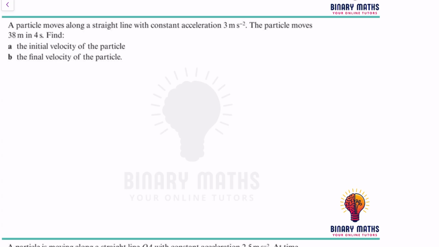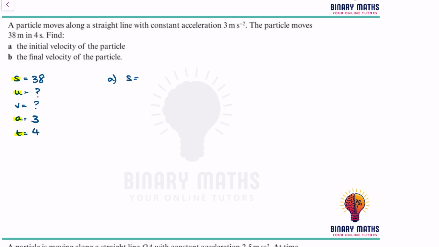Again, it's one journey, so everything will stay the same. So displacement is 38. Initial speed is what we're trying to find out for part A, and also the final speed is what we're trying to find out for part B. Acceleration is 3 and the time is 4. So for part A, we've got S, U, A, and T.